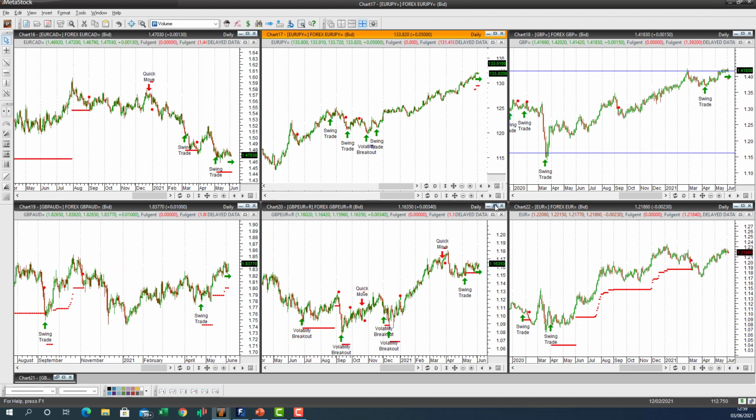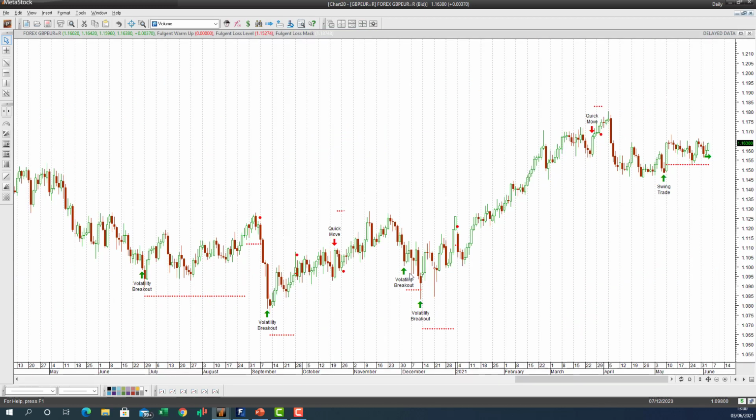GBP Euro, interesting there, also in a trade there for a while now. Let's maximize that one. There we go. Volatility breakout back here in December. Also September had a fantastic volatility breakout, a huge move there. And you can see a nice strong rally up. Then it's a quick short move to the downside there. Another swing trade to the upside. So it's a very dynamic way to trade with artificial intelligence.